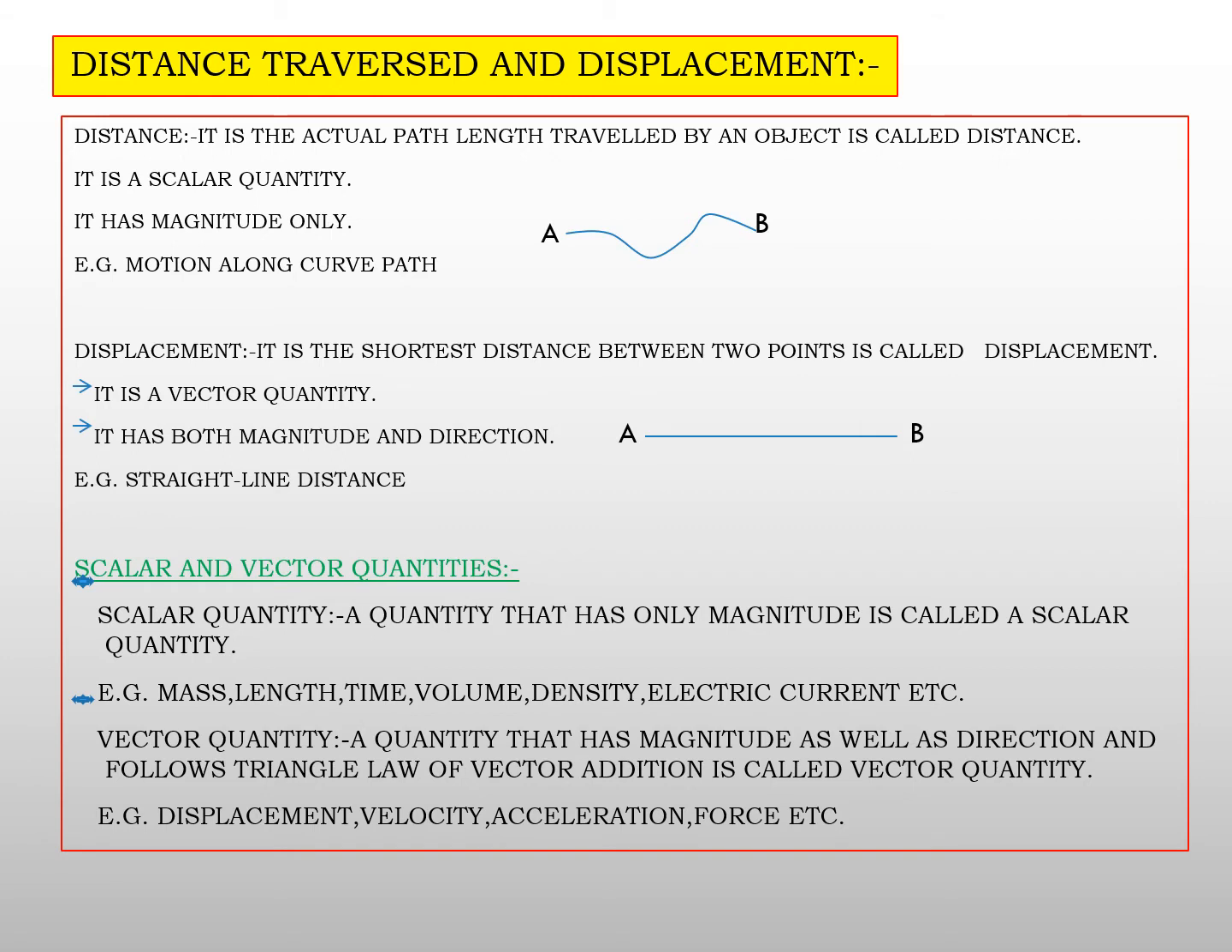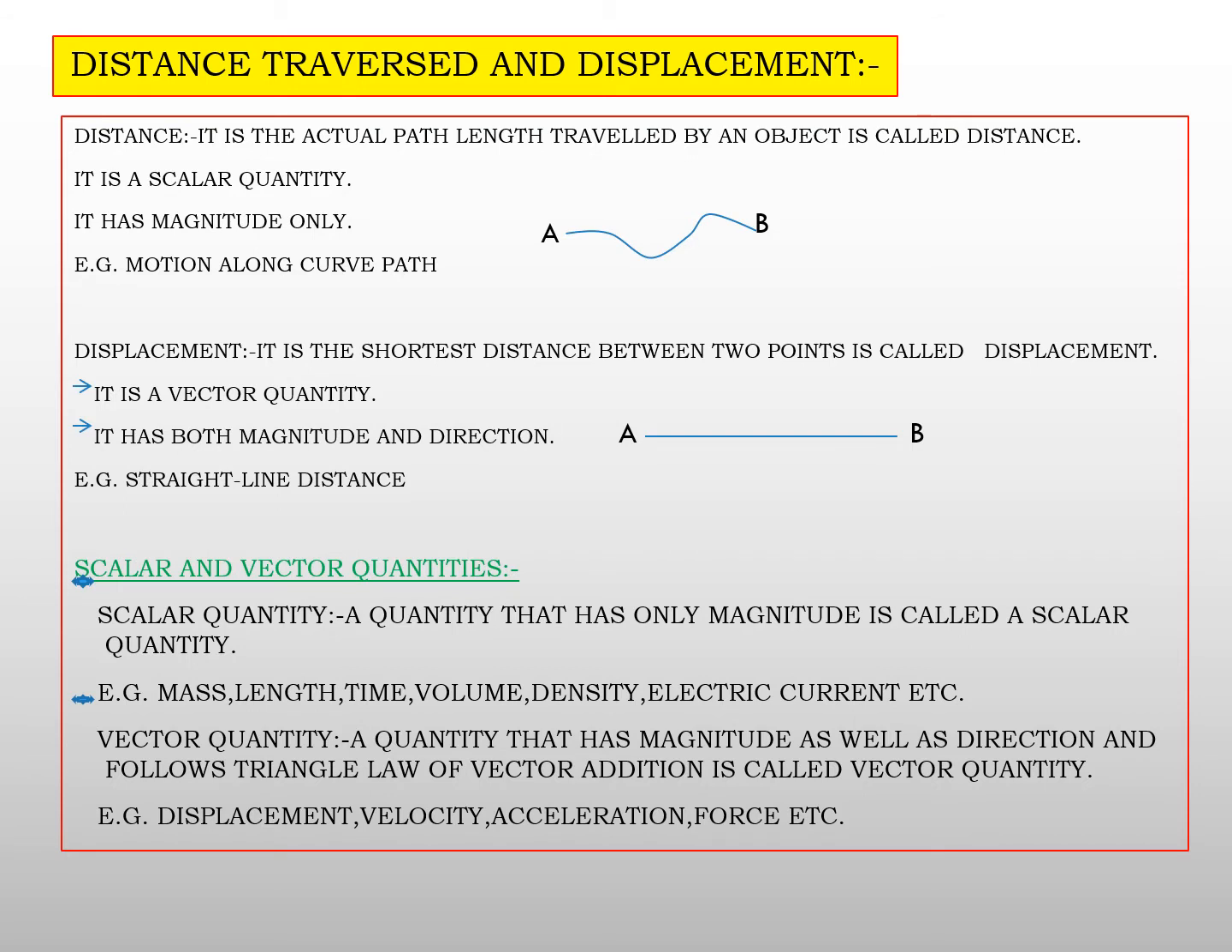Now, scalar and vector quantities. A quantity that has only magnitude is called a scalar quantity. Examples are mass. It has no direction because we cannot say mass 5 kg in east, 2 kg in west. Length cannot be determined, it has no direction because length may be in any direction. Time, say volume, density, electric current. Yes, you may be confused, but electric current is a scalar quantity, etc.